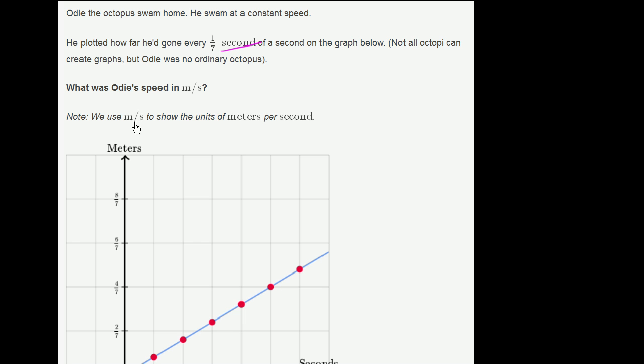Note we use m/s to show the units of meters per second. All right, so to figure out speed in meters per second, we essentially need to divide distance in meters by time in seconds. So let's see if we can pull that off.